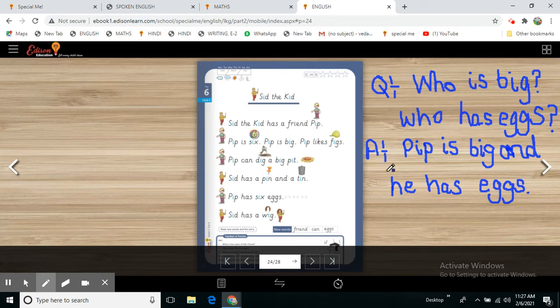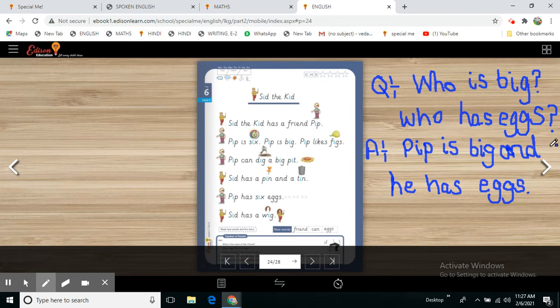और पिप के लिए हमने he यूज किया, और उसके पास एग्स हैं ना. हम यहाँ पिप भी लिख सकते थे लेकिन बार बार नेम रिपीट नहीं करते आंसर में. ओके, एक बार हमने नेम मेंशन कर दिया, देन वी यूज ही और शी, राइट? पिप इज बिग एंड ही हैज एग्स. और अगर हम ऐसे लिखते पिप इज बिग एंड पिप हैज एग्स तो वो अच्छी नहीं लगती. तो इसलिए हम ही और शी का यूज करते हैं. एक बार नेम मेंशन कर दिया फिर उसके बाद ही और शी करके बात करते हैं, राइट स्टूडेंट्स?